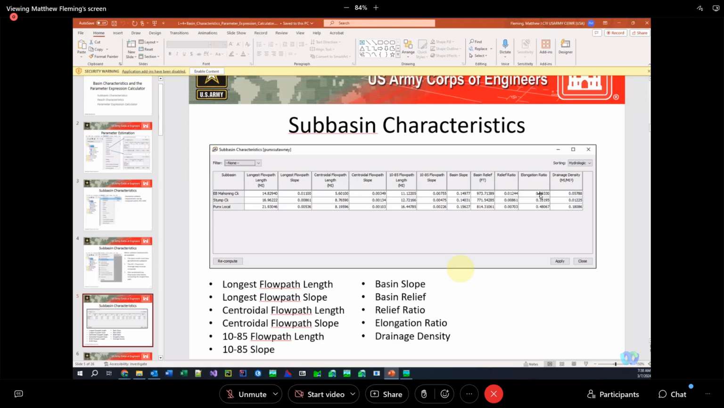So I'm going to ask a question. If you want to put it in the chat or come off mute, fantastic. But based on your experience in hydrologic modeling, why are these sub-basin characteristics important?